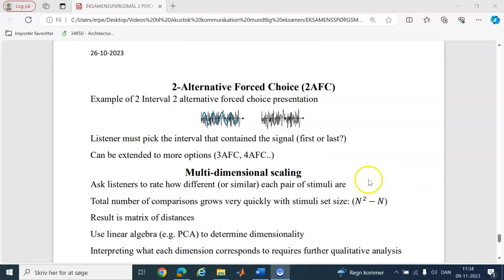Then two alternative forced choice, 2AFC. An example of two-interval alternative forced choice presentations: the listener must pick the interval that contains the signal, first or last. It can also be extended to more options: 3AFC, 4AFC.